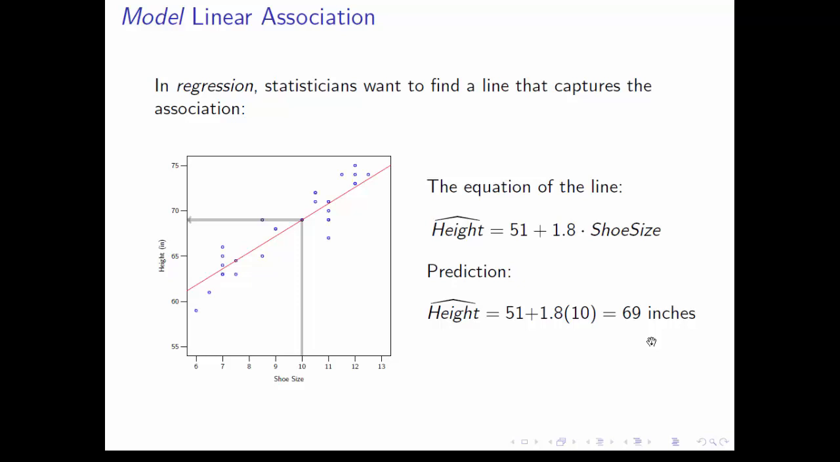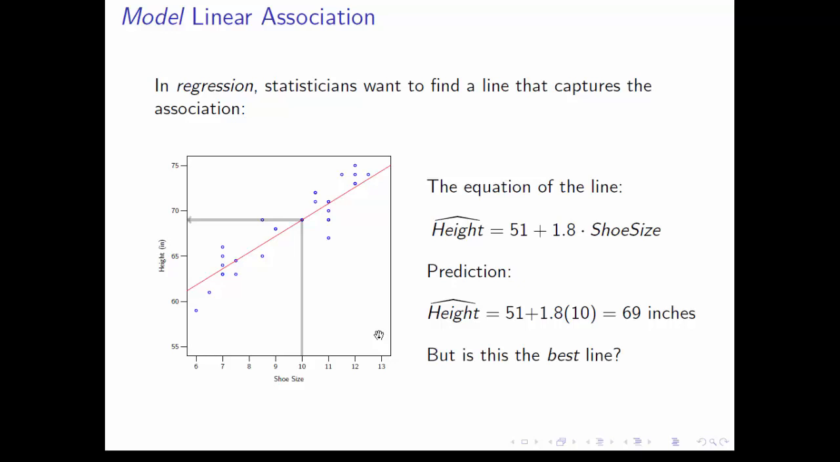Lo and behold, if I bring back the data, you notice that I did have exactly one person who had size 10 shoes and was 69 inches tall. So in some ways I've captured that. But of course you'd notice that it was a lucky choice. 10 was good. If I had picked 9 or one of the other ones, I maybe wouldn't have been exact, but I would have been close. So that red line really does capture what's going on in the complexity of that cloud of points.